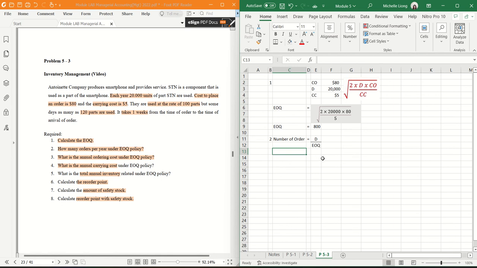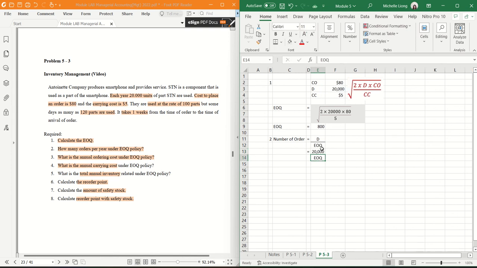D divided by EOQ. Right now we don't have any expected demand, but they only say the 20,000 units are used, so we're going to use that for now. So this is 20,000, and this one is 800. We just divide it, and we got 25. This is the number of orders per year.